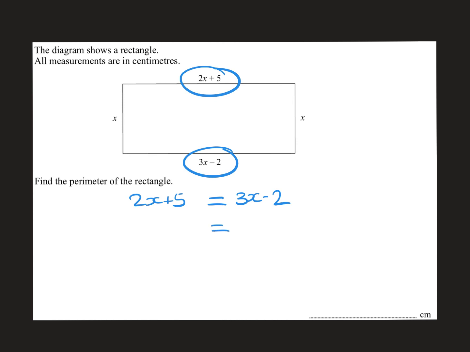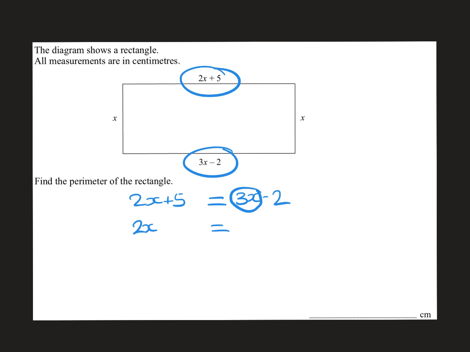Okay, so let's solve this. We've got a 2x on the left hand side, we're going to leave it there, and we're going to bring our 3x over to join it. Now that is a positive 3x at the moment, because there's no sign in front of it. That means it is positive. If there's a negative sign in front of it, it would be negative, but there isn't, so it's positive.